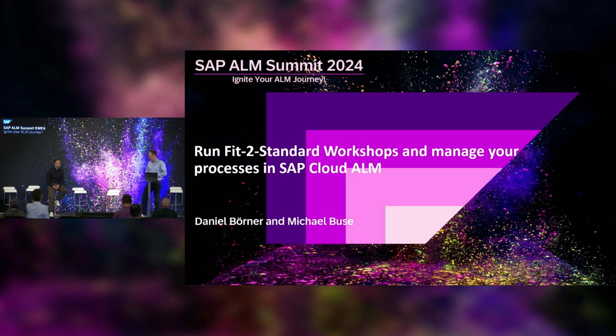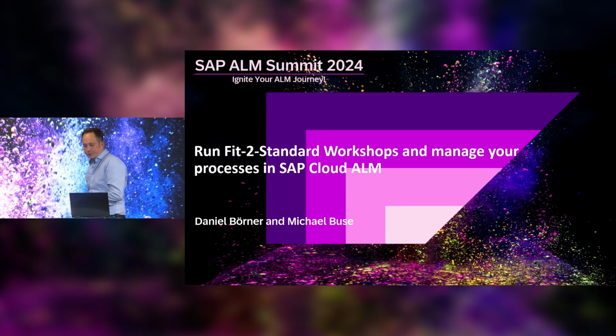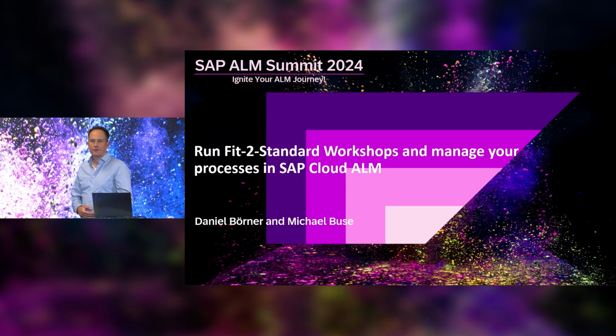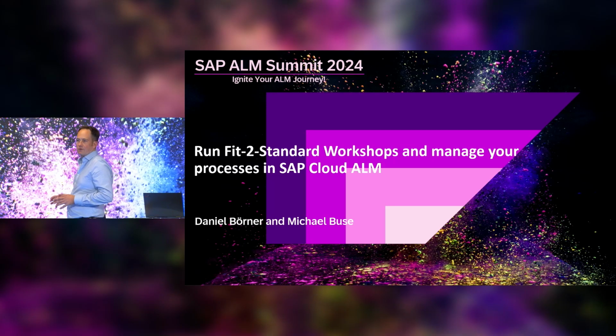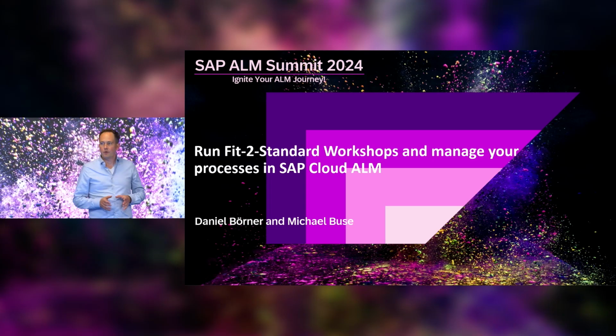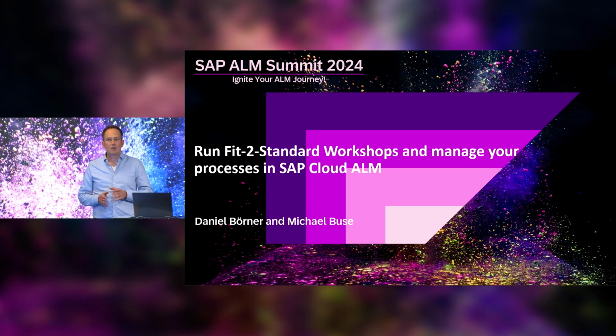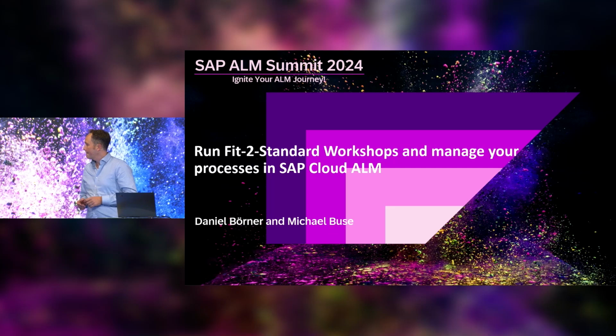In the next 45 minutes, we're going to give you some insights on what the solution covers, show some functionality, and give some outlook to new functionality here and there. Let's start with an overview on the process management part of Cloud ALM. Mainly it consists of 4 applications. First major application is the application for scoping.